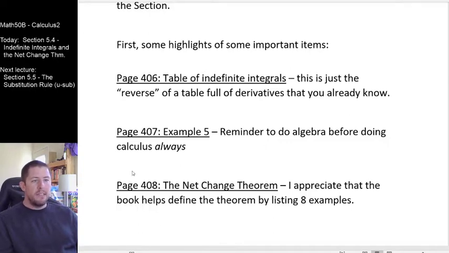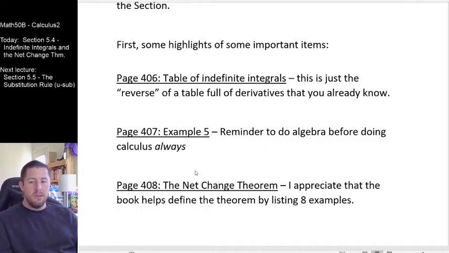So here's just some of the highlights that you guys should have seen in section 5.4. Go back and double check that you really did take away the meaningful thing that you were supposed to there. And again, page 406, that's really just a reference for you for that table of indefinite integrals. Example 5, just make sure that you see that the algebra is meaningful there, and it had to happen first before the integration. And the net change theorem, like I said a second ago, there's going to be many situations this semester where performing the integration isn't too bad, but knowing why we built the integral the way that we did, that's kind of the more difficult part of the process.